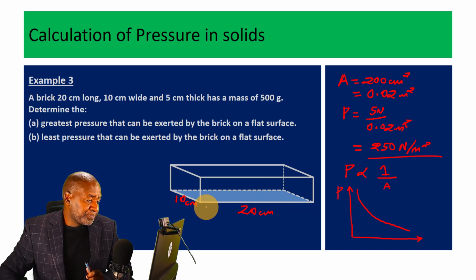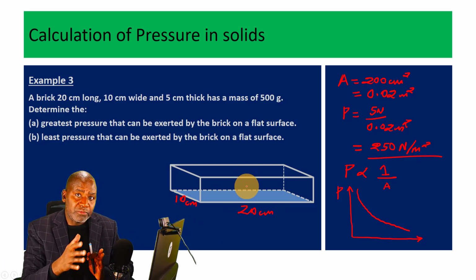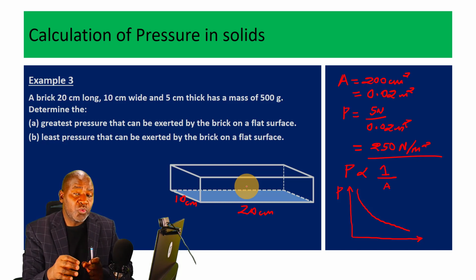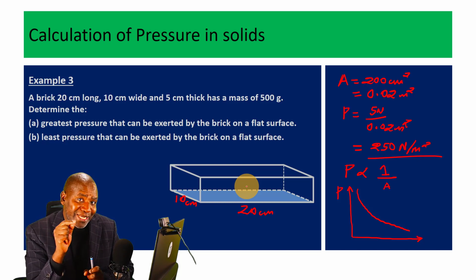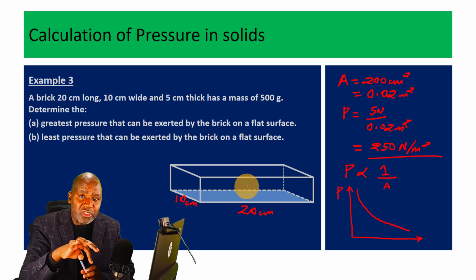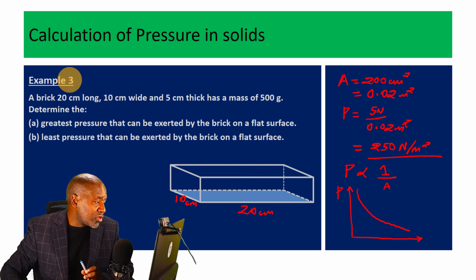Compare the mass of this object, the weight of the object rather, which is equal to the force that the object exerts on that surface. We had to keep that weight the same. That is why we use the same brick, but we turn it in different positions. And that is exactly what the question is asking us to do here.